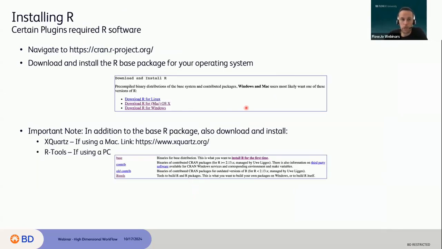But for FlowCut, you're going to have to install R as well on your computer, because it's an R-based plugin. To install R, just go on cran.r-project.org, download R for your OS system, so either Mac or PC. Then you're also going to have to install either XQuartz or R2.